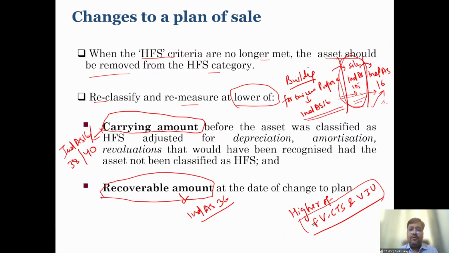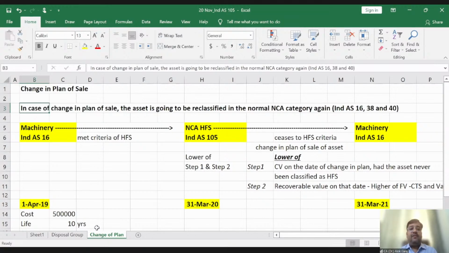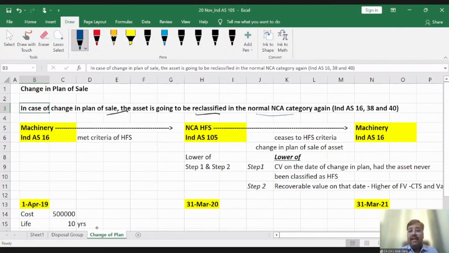Now let's go to the Excel file to again discuss this concept in detail. I hope this Excel file is visible to all of you. In case of change in plan of sale, the asset is going to be reclassified in the normal non-current asset category again. For example, Ind AS 16, 38 and 40. 16 is PPE, 38 is intangible asset, 40 is investment property, right?